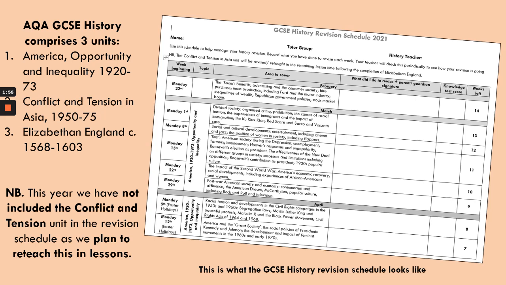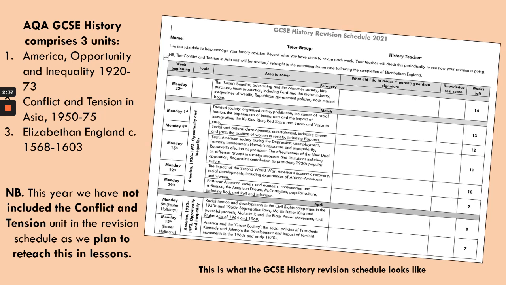GCSE at the moment has changed a little bit. We've had a bit of reduced content, and it currently comprises of 3 units. America, Opportunity and Inequality, 1920 to 73, which students did at the beginning of Year 10, or when they were in school. Conflict and Tension in Asia, which comprises a study of the Korean War and the Vietnam conflict, 1950 to 75, which was done partly in school in Year 10 and partly during the first lockdown, and Elizabethan England, circa 1568 to 1603, which students have been doing since September and are due to be finishing in the next couple of weeks after half term.